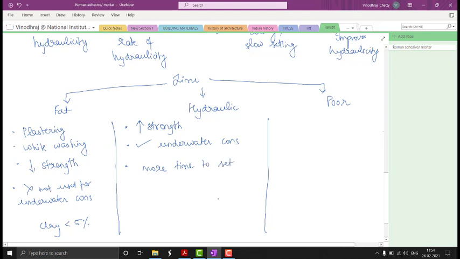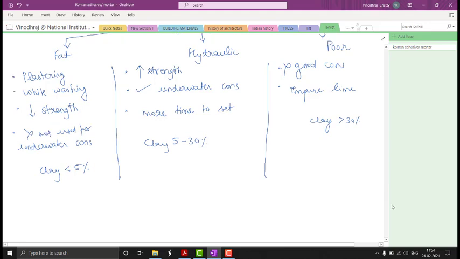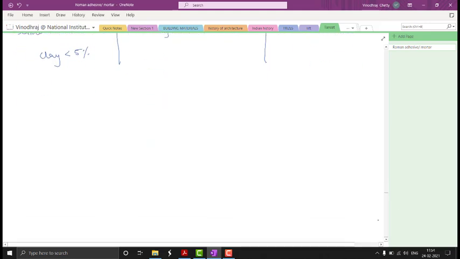Okay, and clay content here is about 5 to 30 percent. And talking about poor lime, it is not used for good construction. It is basically impure lime. It contains a lot of impurities, and clay content is more than 30 percent. Okay, so these are the three classifications of lime.